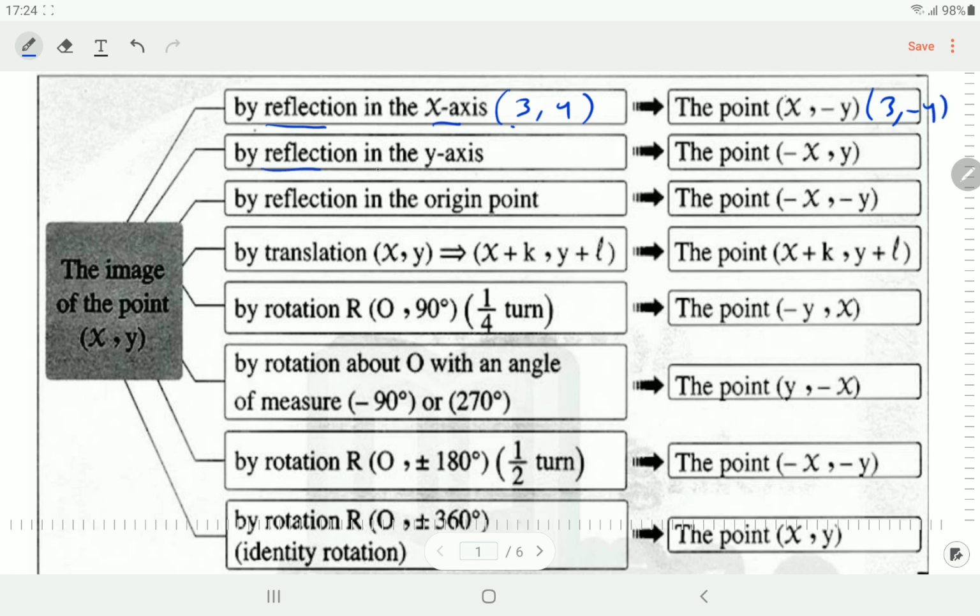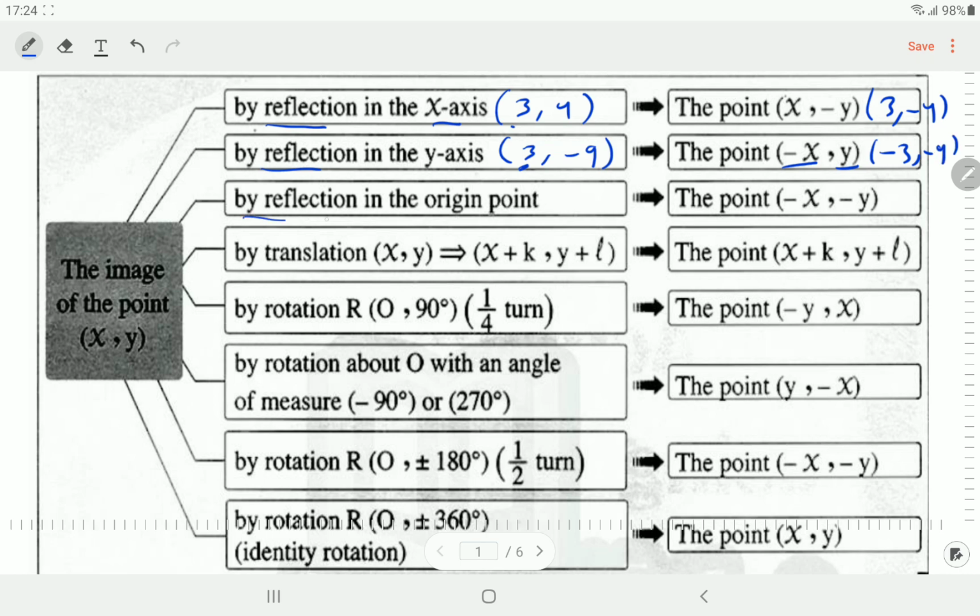What about reflection in the y-axis? You will change x. It's going to be (-x, y). Like if you have the point (3, -9), we will change just x. It's going to be (-3, -9).